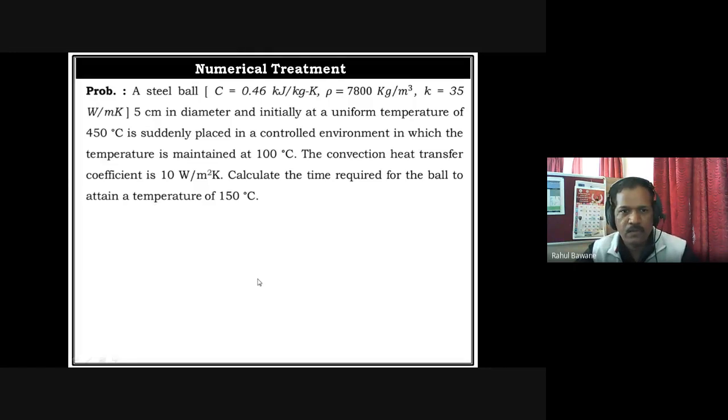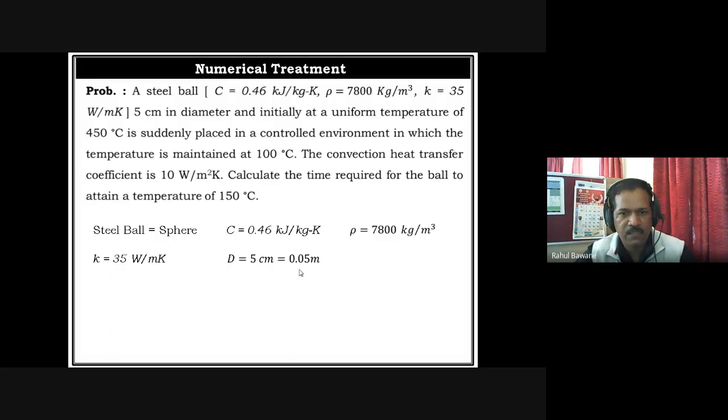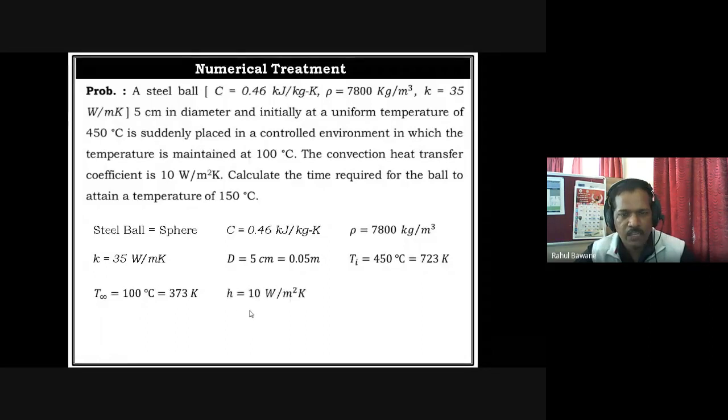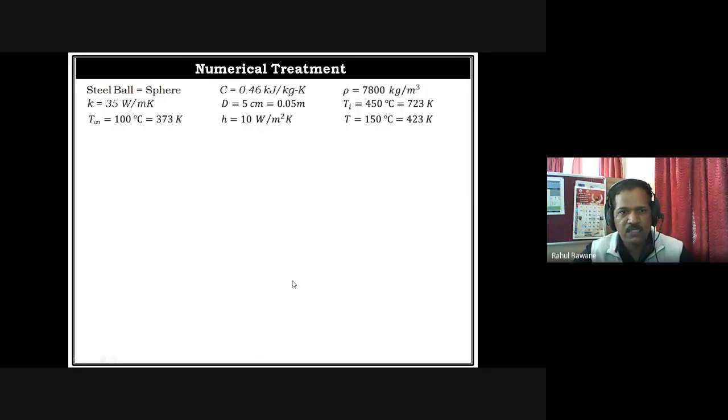Now we have a steel ball. So, steel ball, obviously the object is a sphere. C value is given, rho value is given, K thermal conductivity is given, diameter is 5 centimeter, initial temperature 450 degrees centigrade, infinity temperature, that is surrounding temperature, 100, H value is given, and it is asked, to attain 150 degrees centigrade, how much time is required.